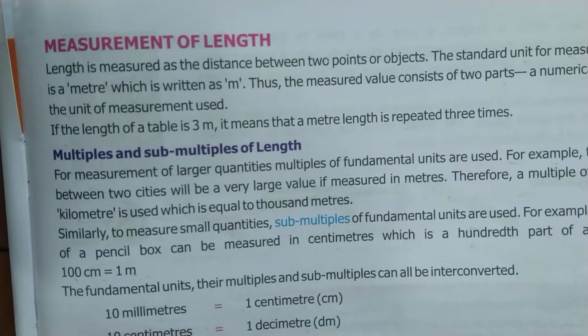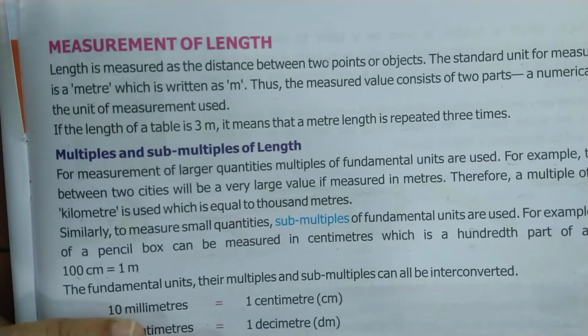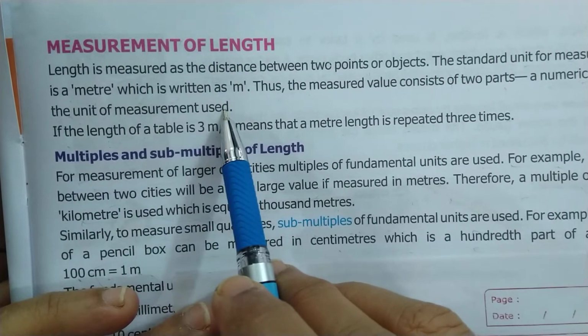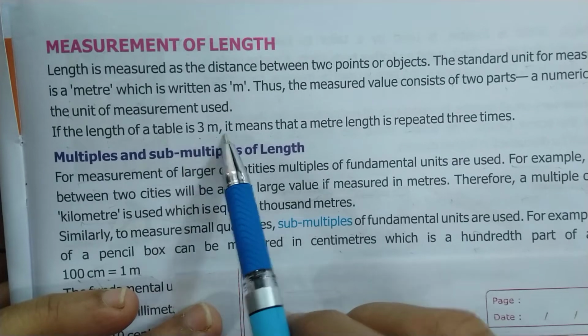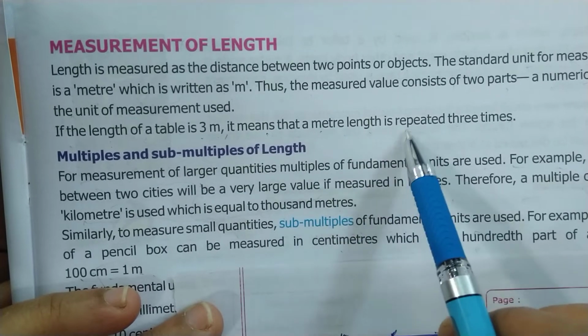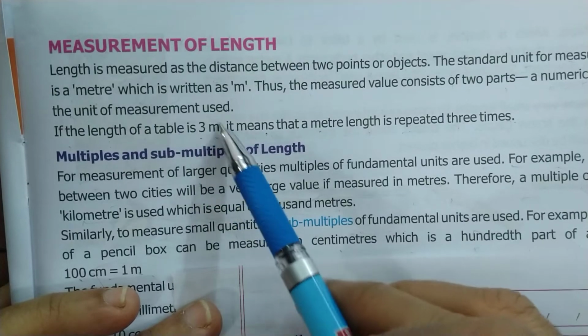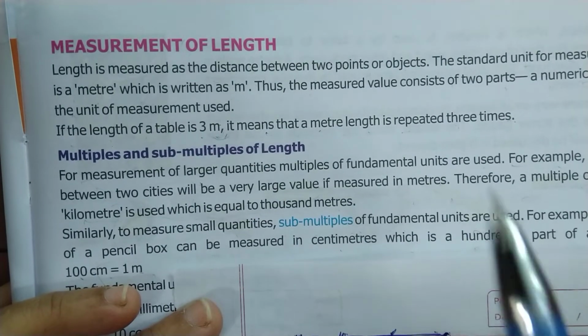Thus, the measured value consists of two parts: a numerical value, and the unit of measurement which is used. If the length of a table is 3 meters, it means that the meter length is repeated 3 times. Okay, this meter is repeated 3 times.